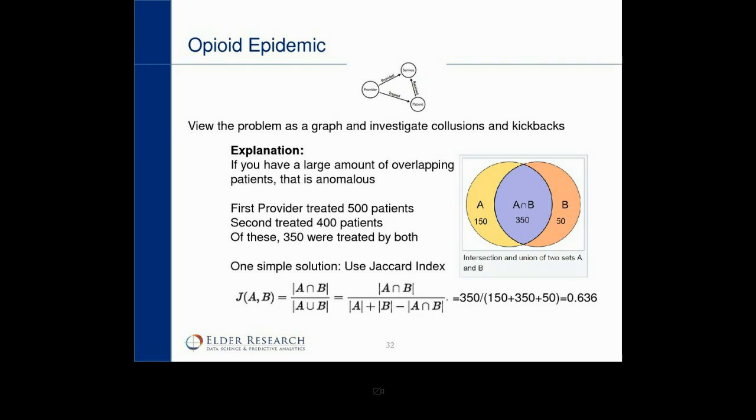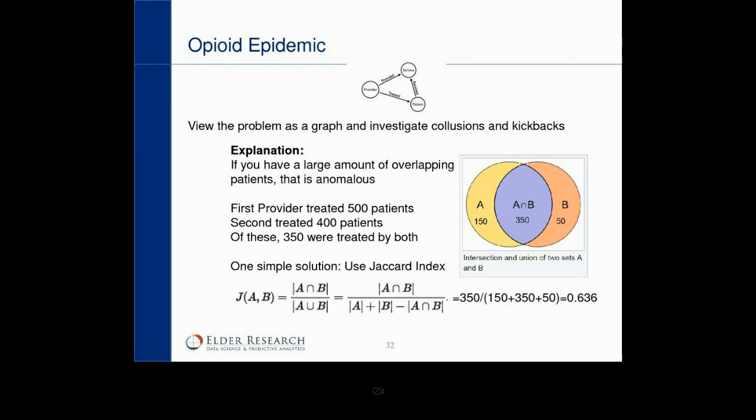To go into a little more detail, we try to apply this in a graph database scenario, really viewing the problem as a graph and investigating these insider threats, as you might call them: collusion, kickbacks, things along those lines. One way we did look at this problem is that if you have a large amount of overlapping patients, that's probably not something we would expect between many different providers.